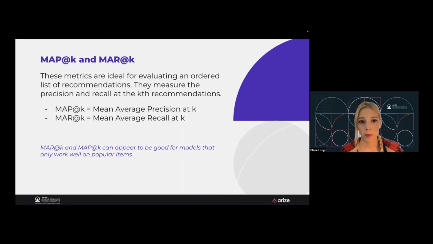For example, your MAP at K can look fantastic even if your model is suffering from that popularity bias we talked about as an effect of the long tail trend.